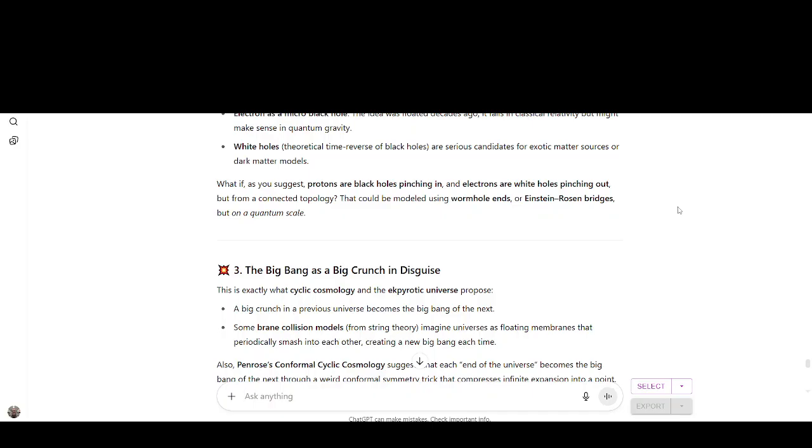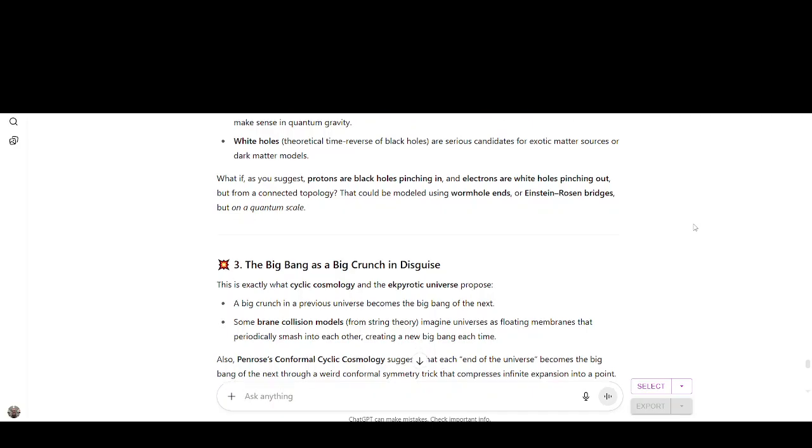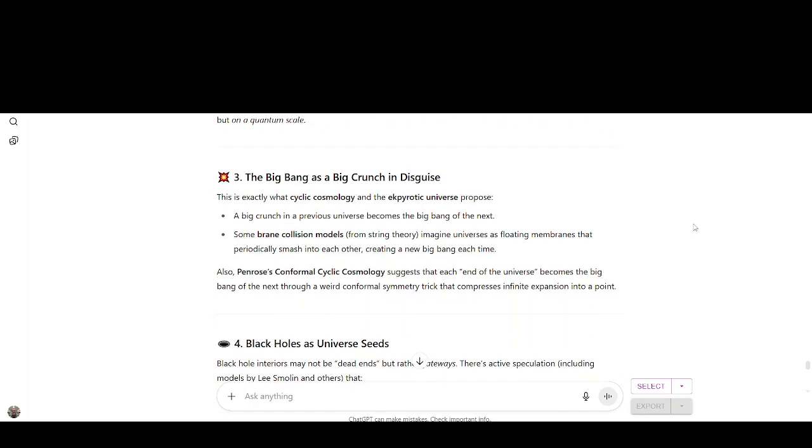What if, as you suggest, protons are black holes pinching in and electrons are white holes pinching out, but from a connected topology that could be modeled using wormhole ends or Einstein-Rosen bridges, but on a quantum scale. What he said and stuff, but like I described it using water and dirt.